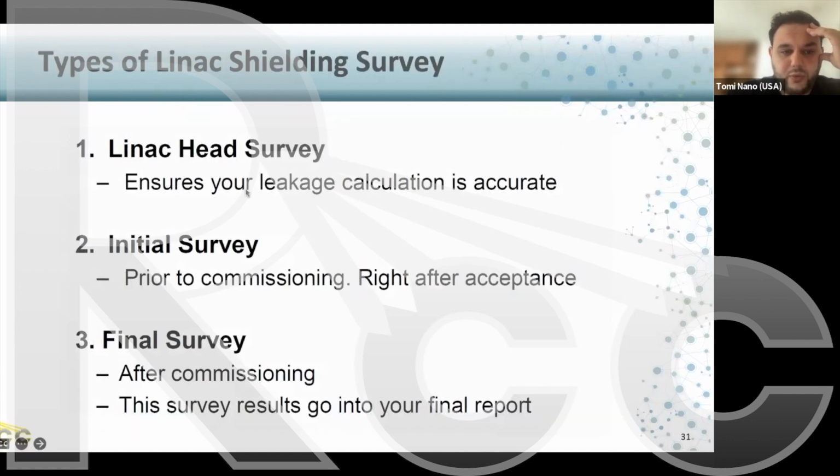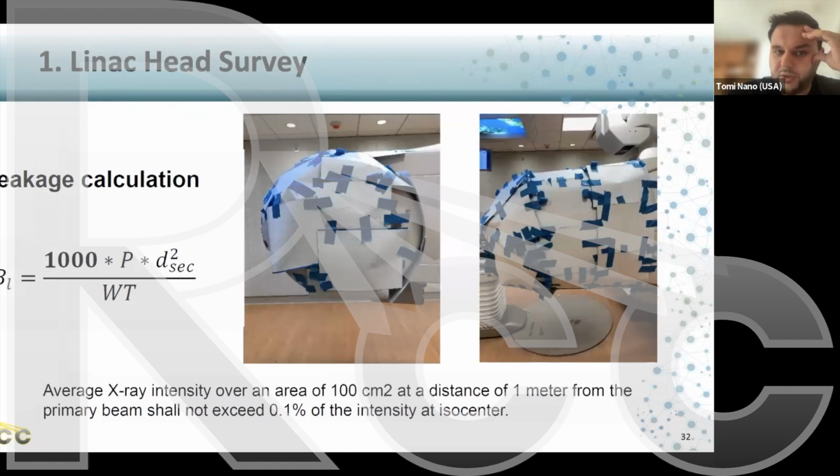Okay, so we have surveys for the Linac head, which I mentioned in terms of leakage. We have an initial survey, which is your primary and secondary, and then you also have a final survey, which you confirm some of the measurements with. So this is what a typical Linac head survey of leakage radiation looks like.